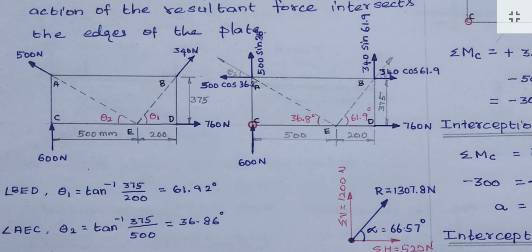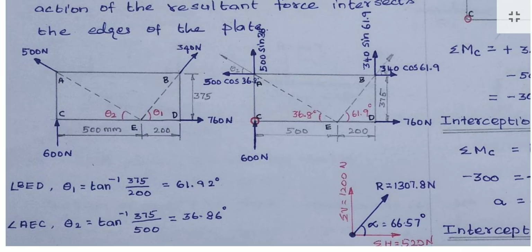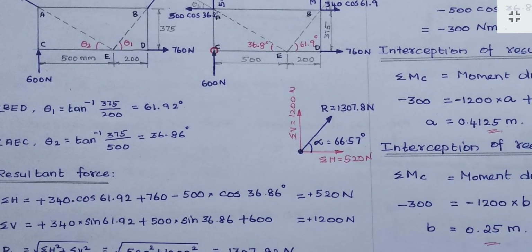Horizontal component is the force into cos theta, and vertical component is the force into sin theta. So here also one horizontal and one vertical force. So we converted all the inclined forces into vertical and horizontal forces. Now we can find the resultant force.